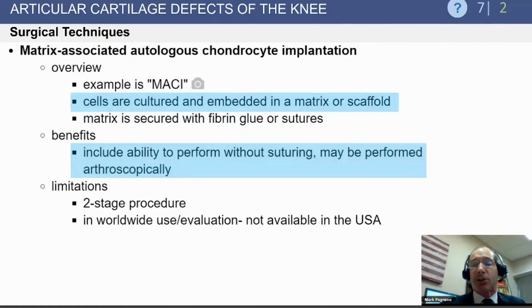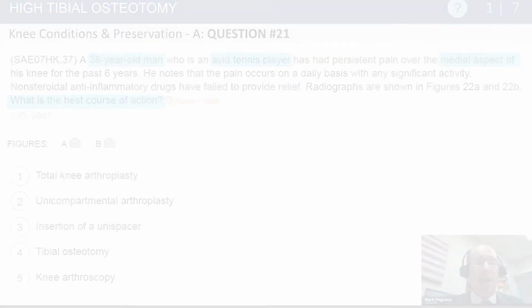Finally, there's interest around the rest of the world in taking autologous cultured chondrocytes, mixing them into a matrix and implanting those. Those matrix or scaffold devices are not currently available for widespread use in the United States. There are a couple of clinical trials at isolated places, but I think not quite ready for prime time.